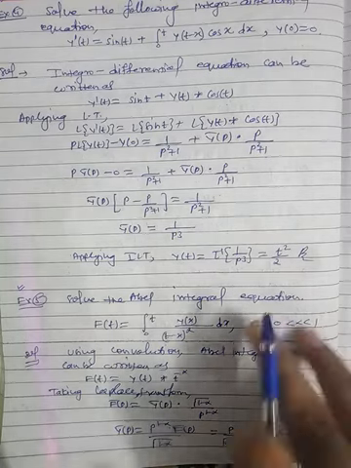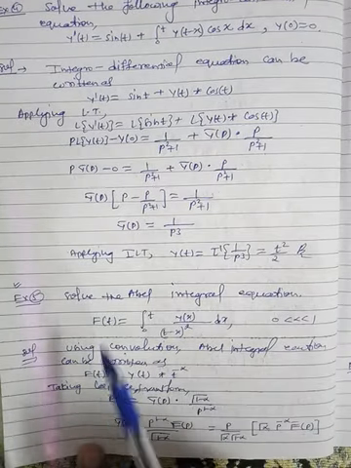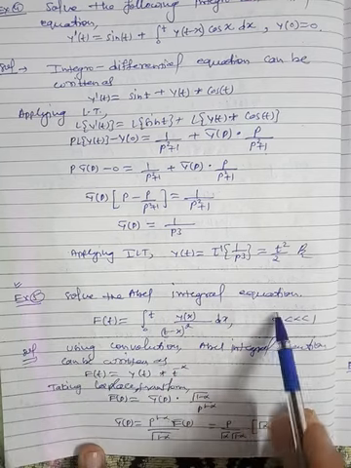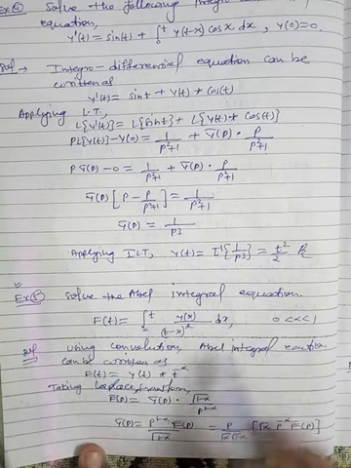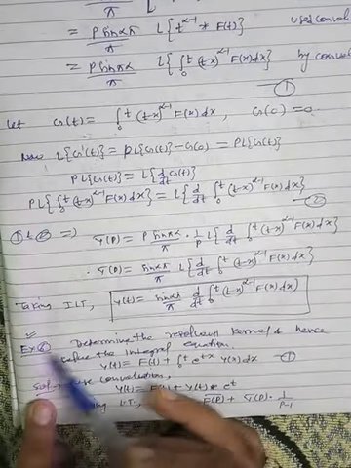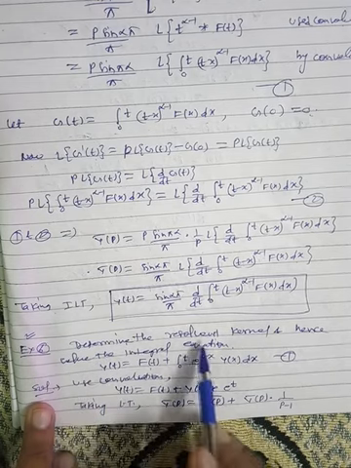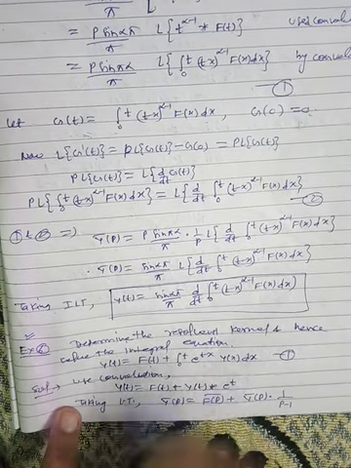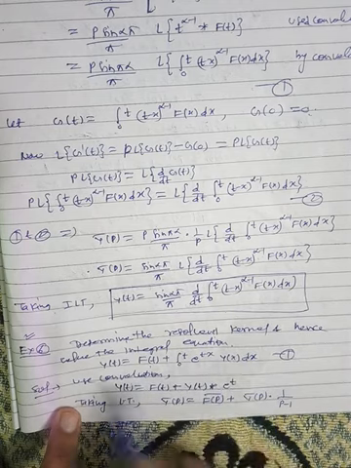Students, in the previous class we have already discussed example 5. We solved the Abel integral equation with the help of the Laplace transform and we got the solution. Now we will take the sixth example. Determine the resolvent kernel and hence solve the integral equation.